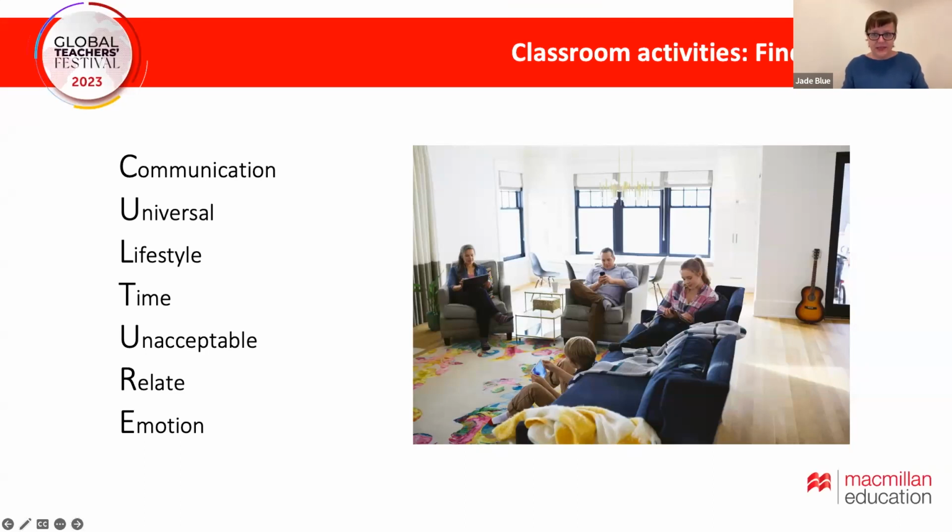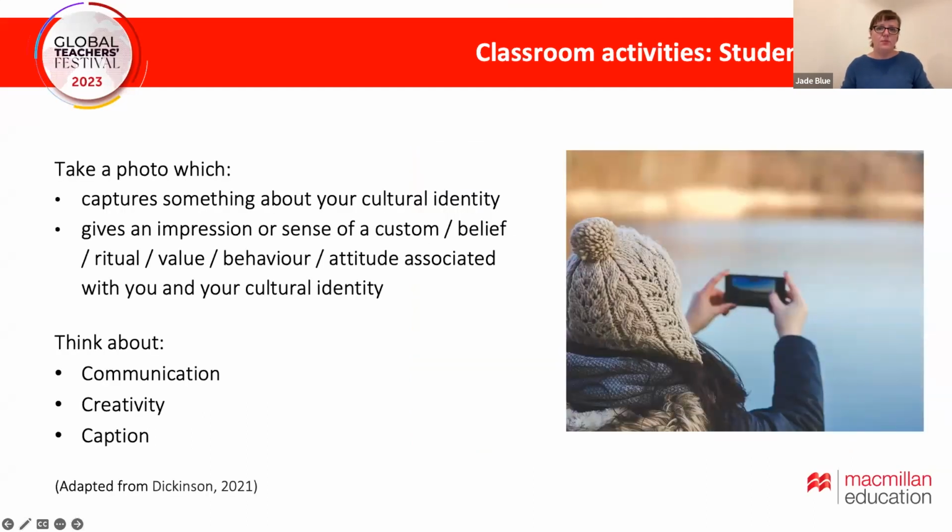So we've looked at several different activities, and I'd like to share one final activity with you. But this one's a little bit different, because rather than providing an image for students to explore, this activity invites students to create their own image. So here are the instructions for students that you can see on the screen. So I would ask students to take a photo which captures something about their cultural identity. Take a photo which gives an impression or a sense or a feeling of maybe a custom, a belief, a ritual, a value, a behavior, or an attitude that they associate with themselves and their cultural identity.